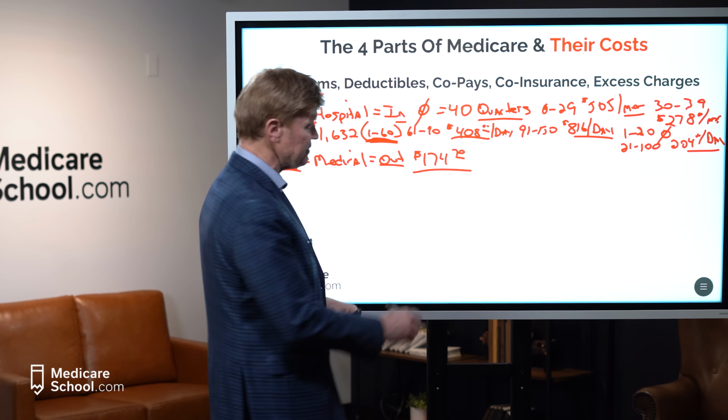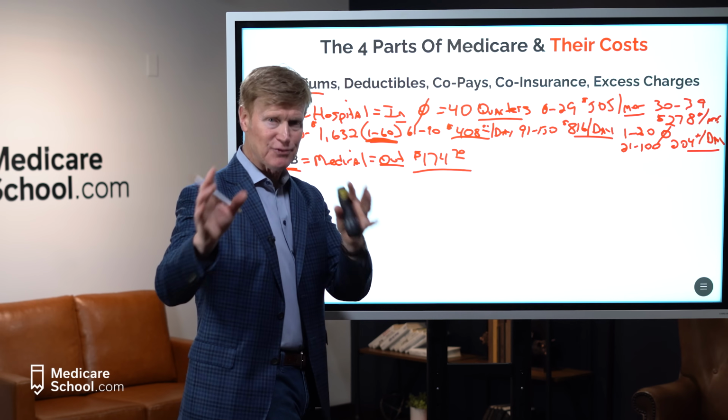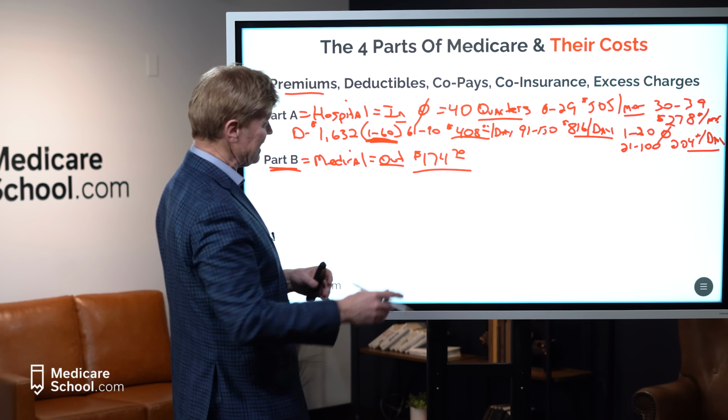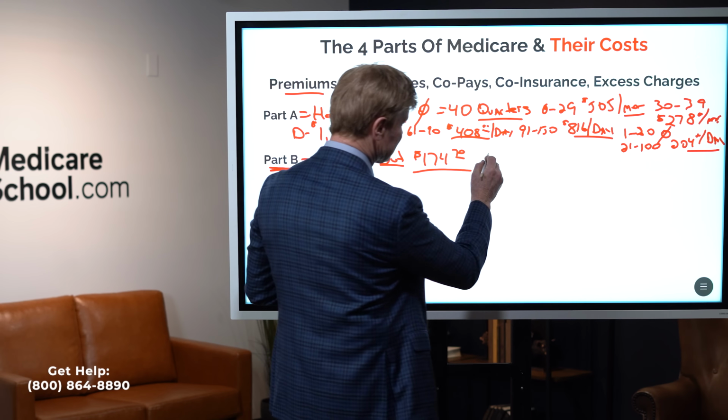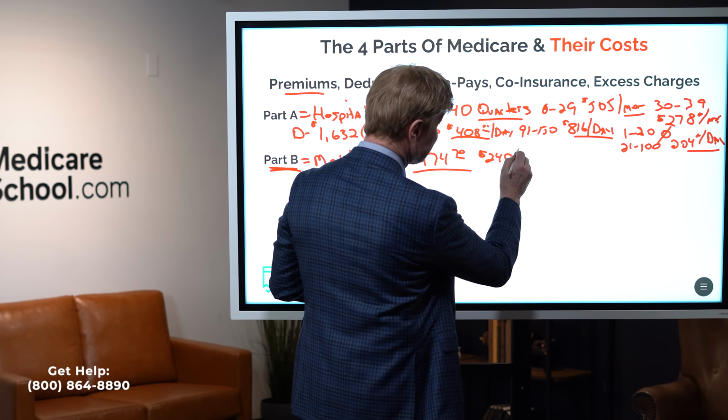Now, Part B does have a deductible. The fortunate thing about this deductible, it's not more than once a year. It's just once a calendar year, and that deductible this year is $240.